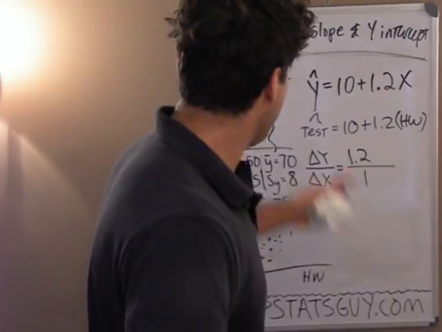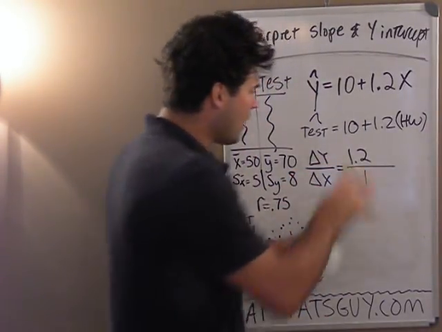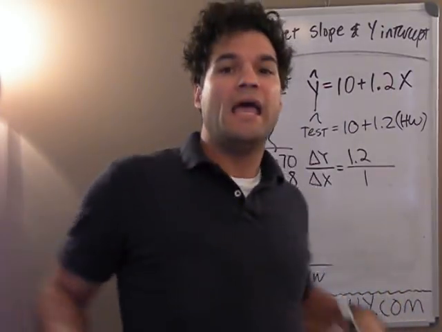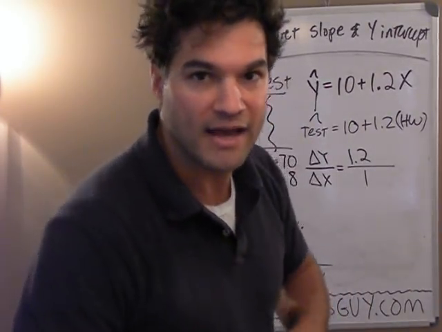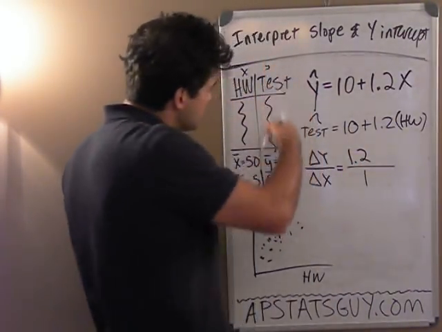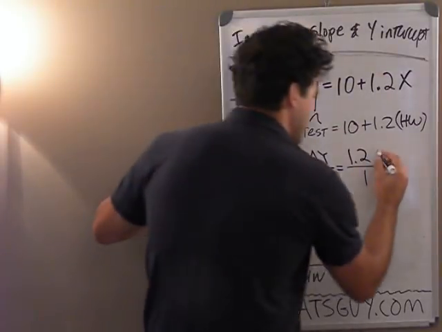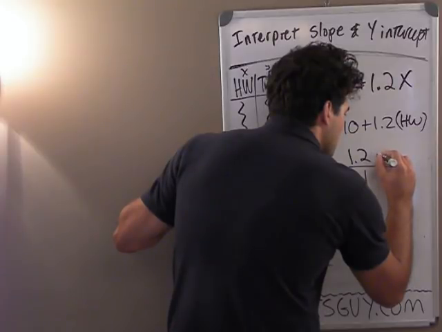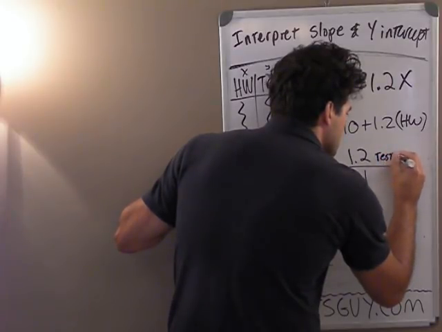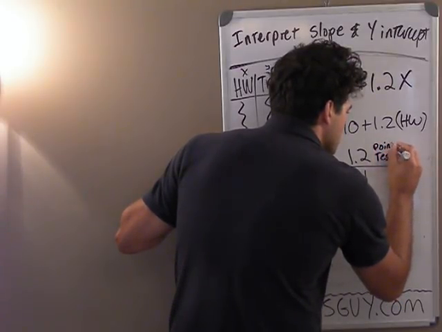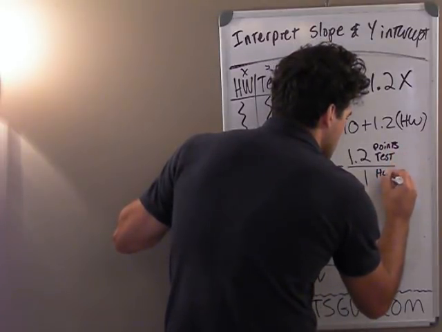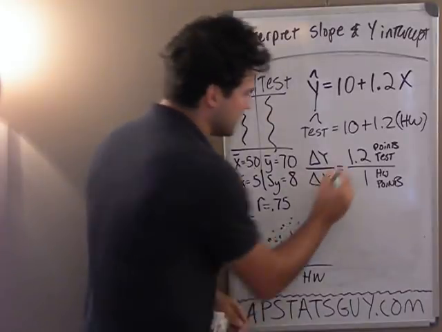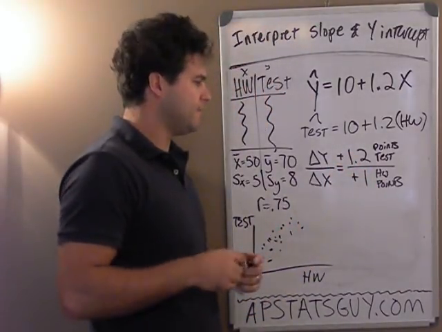Now, I've got it as a fraction, but I want it to tell a story, so I want to put the units of y and the units of x. So y, which is here, is test grades or test points. So let's say test score or test average, test points, and here would be homework points. Now it tells a little bit of a story.